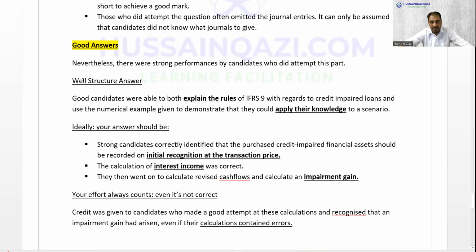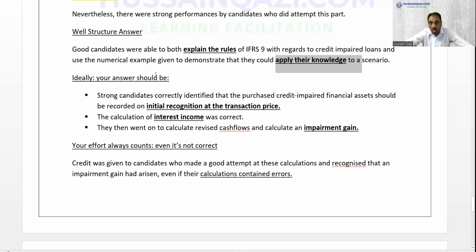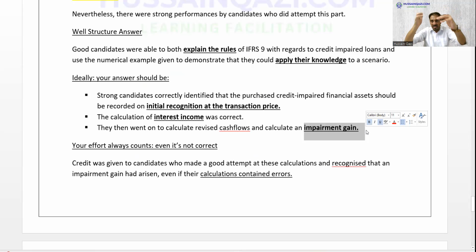Good answers are well structured, which means good candidates were able to both explain the rules and apply the knowledge. Ideally, your answer should be initial recognition at transaction price, interest income, impairment gain. Whatever the three brainstorming points I have covered, that's the point. Initial recognition, accounting with the amortization schedule, and impairment gain.